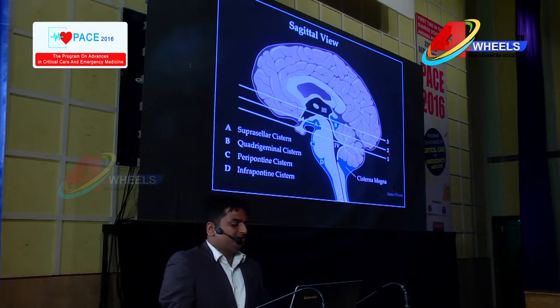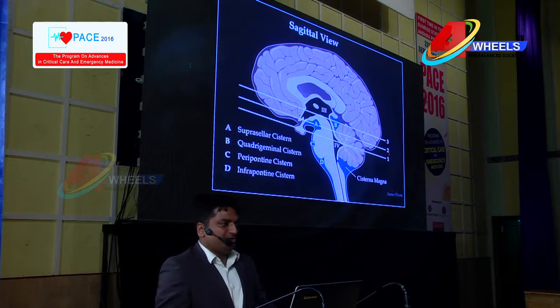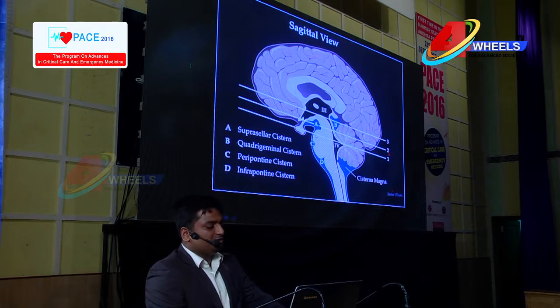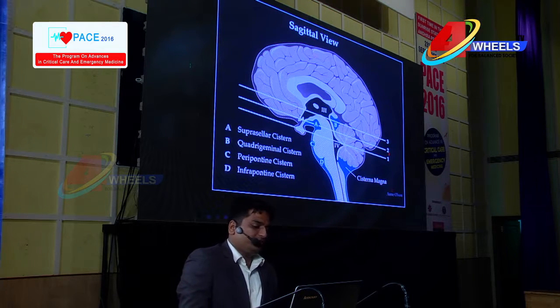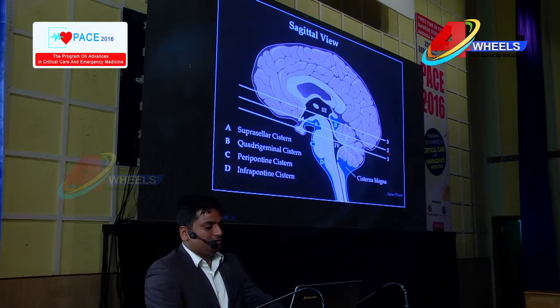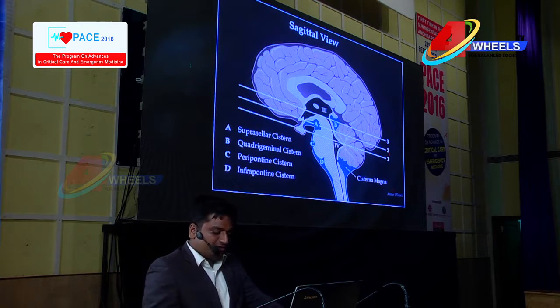We have covered the cisterns. There are many cisterns, four major. One is suprasellar, above the level of the pons. One is peripontine cistern, which is surrounding the pons. Infrapontine cistern, below the level of the pons. And you have, posterior to the midbrain, the quadrigeminal cistern.